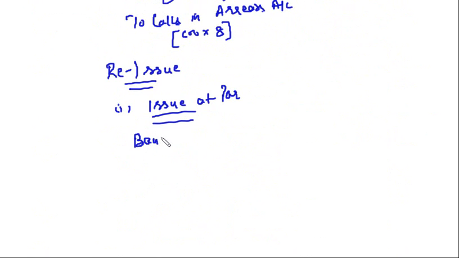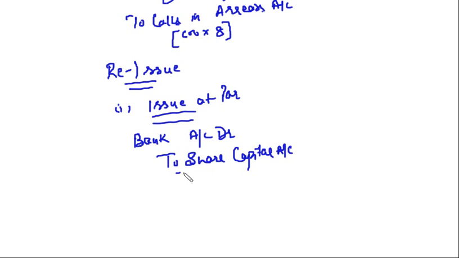Bank account debit to share capital account. How much? On 200 shares at the rate of rupees 10, so you have received 2000 rupees here. Now, I told you whenever there is a reissue of shares, there can be a capital gain. I won't say there will always be a capital gain; there might be a capital gain. Now, can you tell me in this case what will be the capital gain?